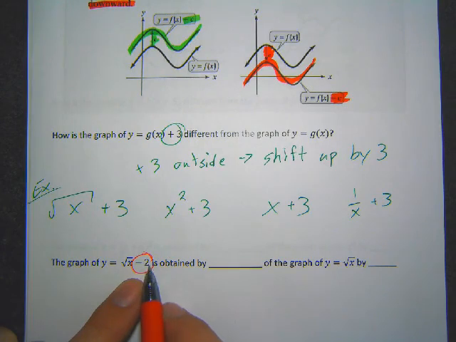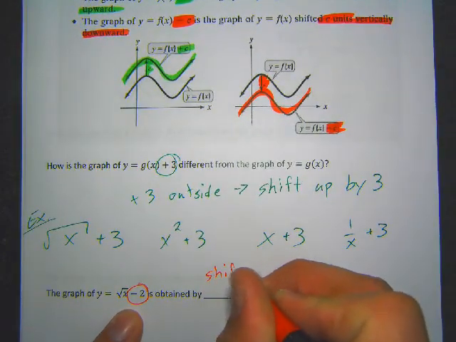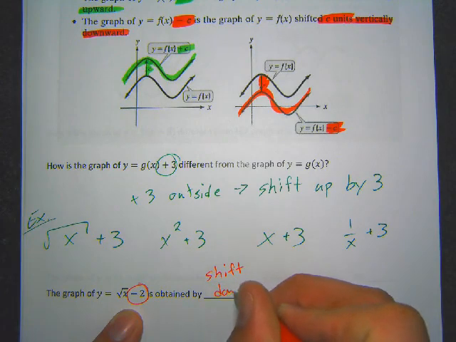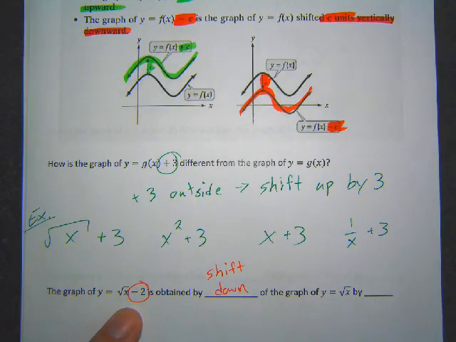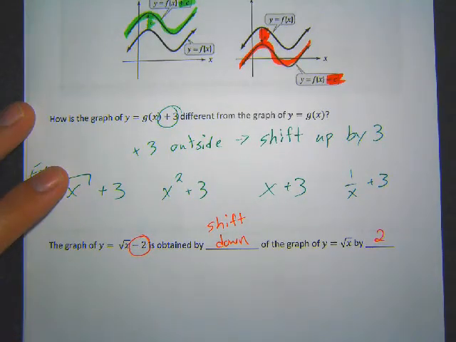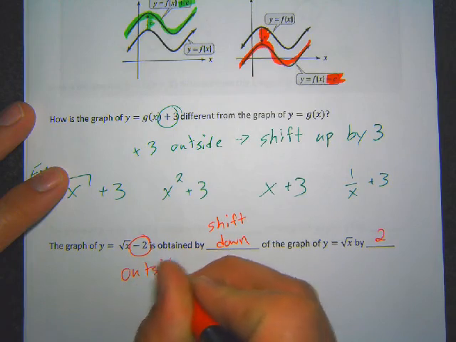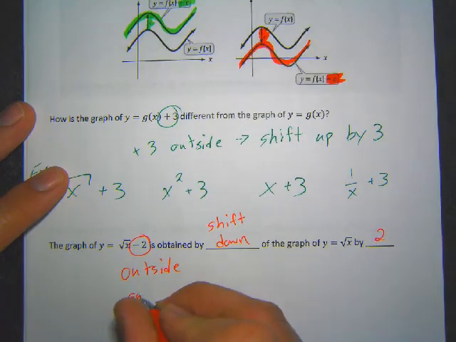Well, we said before, minus always moves it down. So this is going to shift it down, because when you minus a number, you shift it down. And the number you subtract is how far. So we shift it down by 2. So this just takes the square root of x function and shifts it down by 2. That's what this is doing, because it's a -2 and it's on the outside. So it's outside and subtraction.